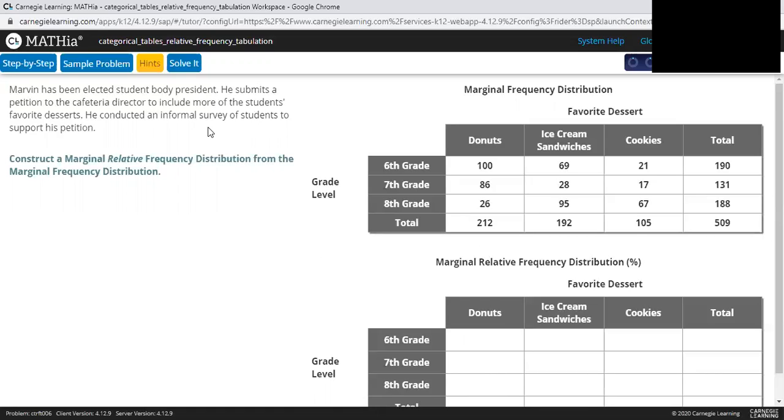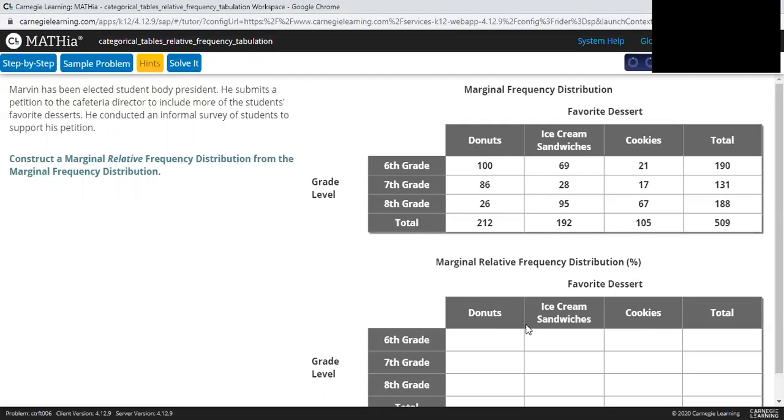So specifically in this problem, it says Marvin has been elected student body president. He submits a petition to the cafeteria director to include more of the students' favorite desserts. So in order to figure out what those favorite desserts were, he conducted an informal survey of students to support his petition. So we've got the grade level, 6th, 7th, 8th grade, and then our favorite dessert types: donuts, ice cream sandwiches, and cookies.